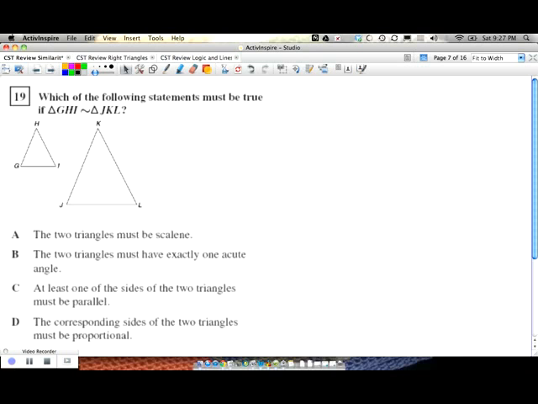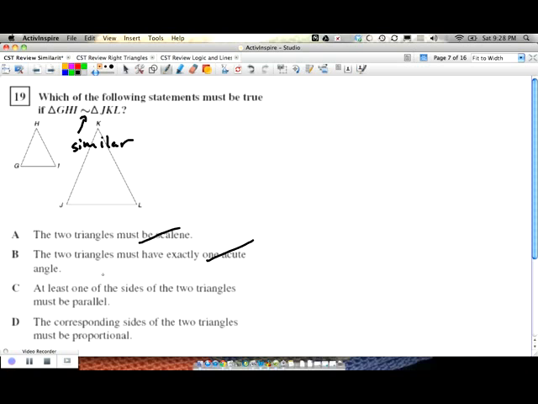Which of the following statements must be true if these two are similar? That's what this little symbol right here means. This little symbol means similar. The two triangles must be scaling? I don't think so. The two triangles must have exactly one acute angle? I don't even think that's possible, because if you have two obtuse angles, then you wouldn't have a triangle. So that one's out too. Because if I have an obtuse angle that's greater than 90 degrees, the two other ones together have to be less than 90 degrees, so they'd both be acute.